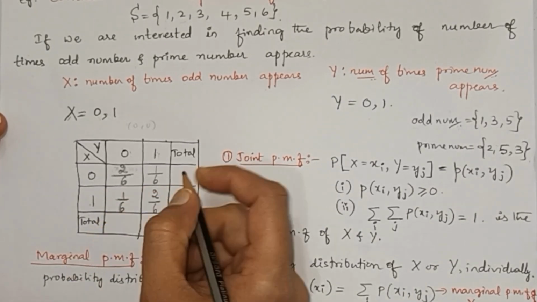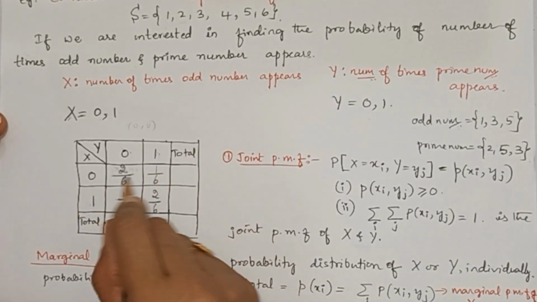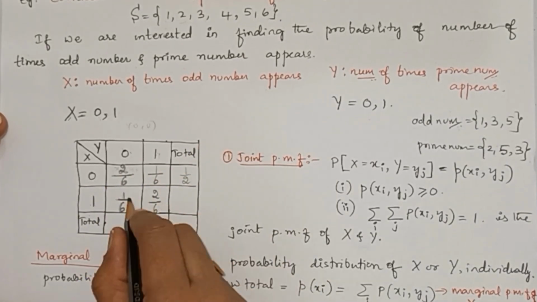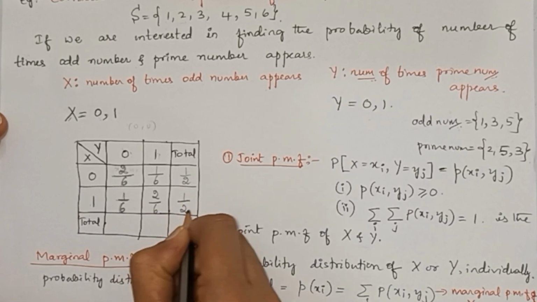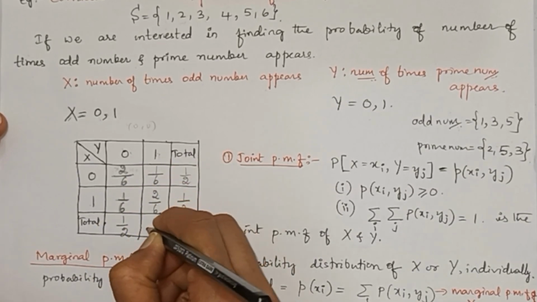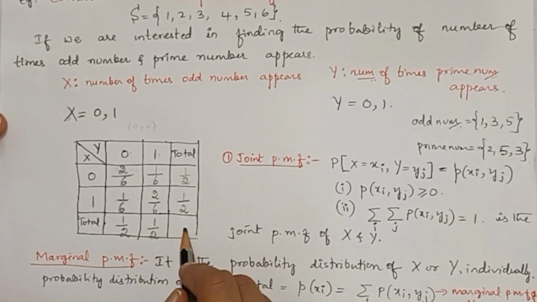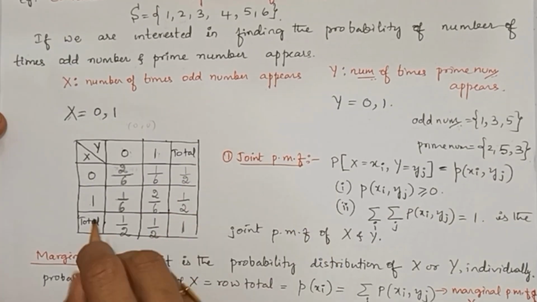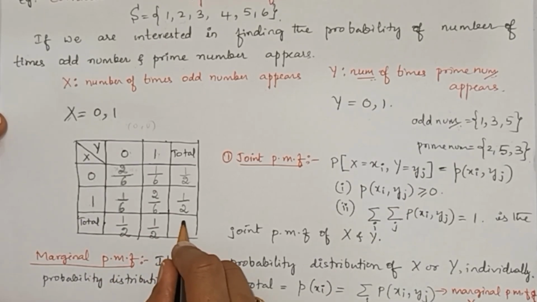Now you have to find the row sums and column sums. 2 plus 1 is 3 by 6, which means 1 by 2. This is also 3 by 6, which means 1 by 2. Here the column sum 3 by 6 is 1 by 2. This is also 1 by 2. So when you add up all these values, you will get 1. Here half plus half is 1. Here also the row sum is equal to 1.